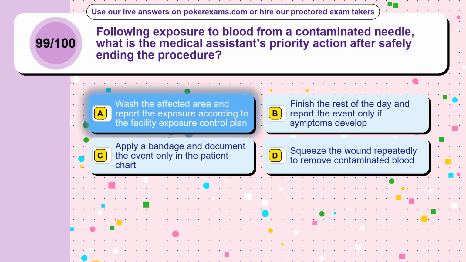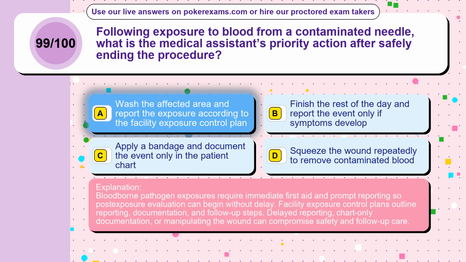The correct answer is option A, wash the affected area and report the exposure according to the facility exposure control plan. Blood-borne pathogen exposures require immediate first aid and prompt reporting so post-exposure evaluation can begin without delay. Facility exposure control plans outline reporting, documentation, and follow-up steps. Delayed reporting, chart-only documentation, or manipulating the wound can compromise safety and follow-up care.